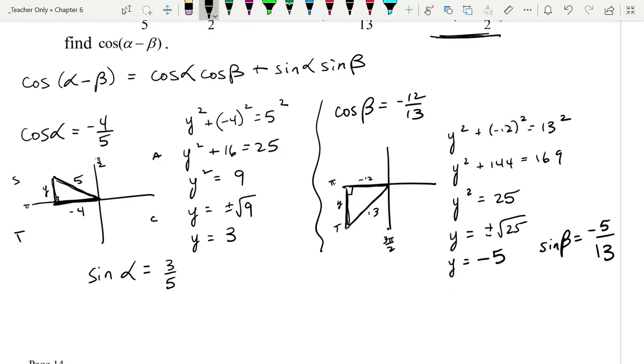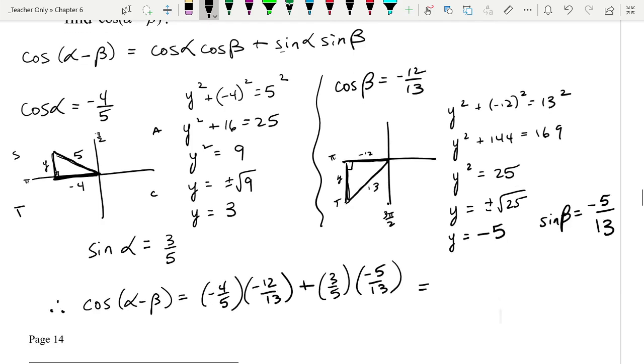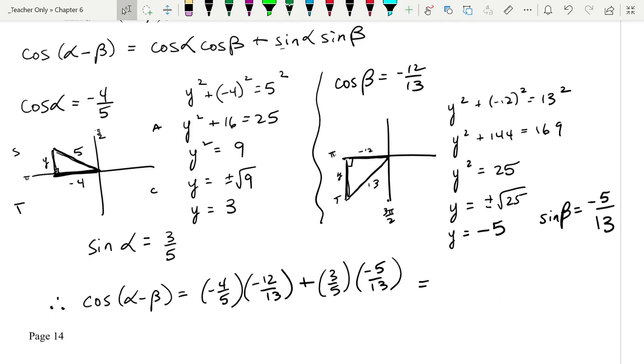So the cosine of alpha minus beta is cosine of alpha, which they gave us, right? Cosine of alpha was negative 4/5. I'll put it there. And cosine of beta is the other number they gave us, negative 12/13, plus sine of alpha, which we just figured out is 3/5, times sine of beta, which we just figured out was negative 5/13. And now, after all that work, if you goof up the arithmetic, it's going to make you feel very sad. But let's see, can I simplify this at all?